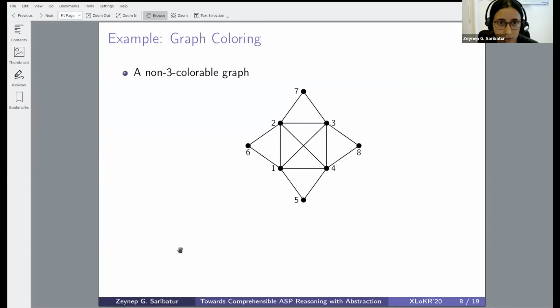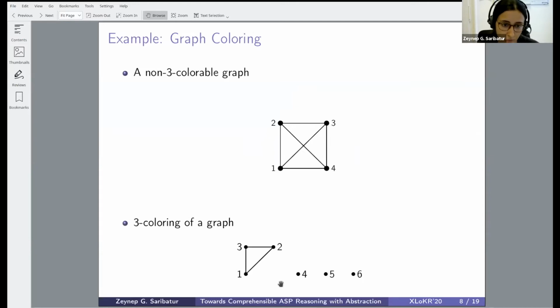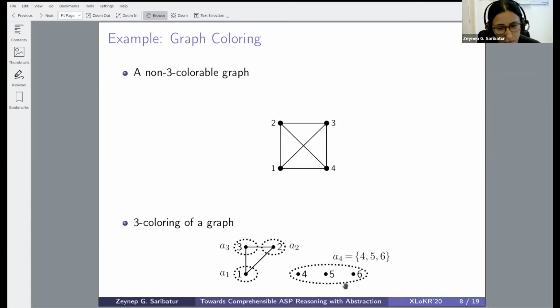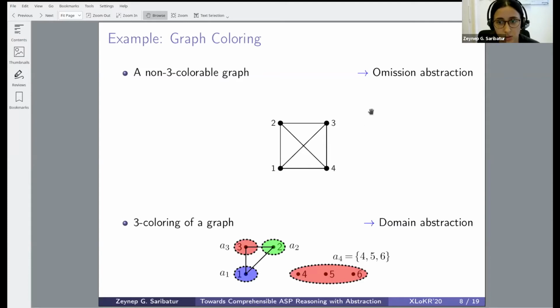Again, with the graph coloring problem, where we have this non-tricolorable graph, if we omit certain nodes it will still remain uncolorable due to this clique here. And for this graph, which is actually possible to color, these nodes are distinct nodes, and they can just be clustered together, and they can just be colored anything. These two abstraction notions were the ones that we considered. The first one was omission abstraction, where we omit atoms, and domain abstraction is about clustering the atoms.